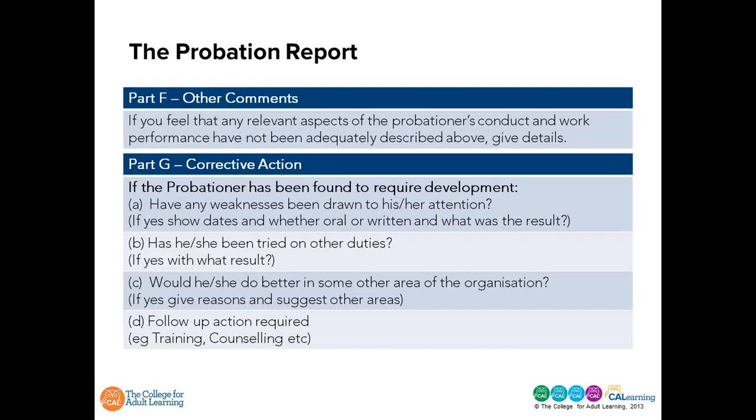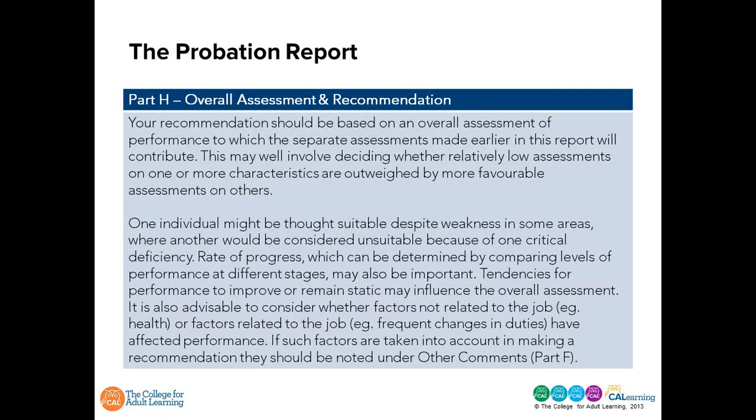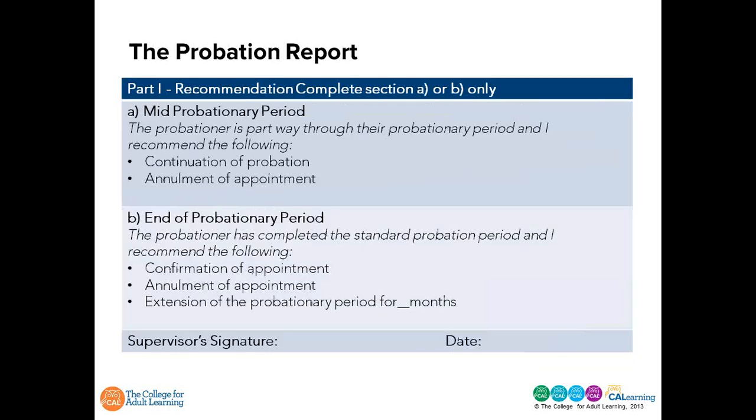The next section, Part F, deals quite succinctly with poor performance and any corrective action required in four key points. And then the form concludes with an overall assessment. The overall assessment is followed by the overall recommendation. And this can be done as either a regular probation progress report or a final probation report.